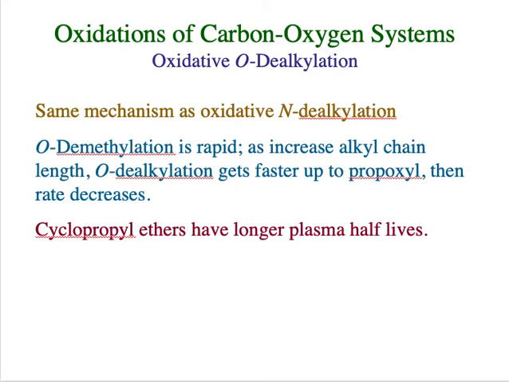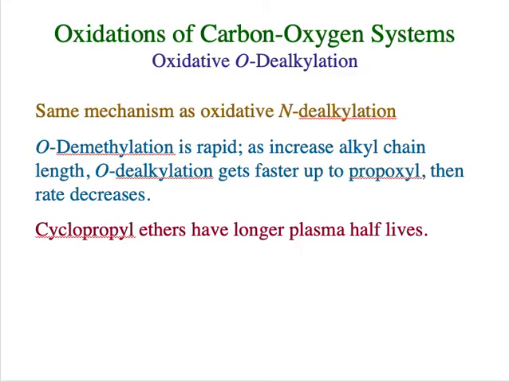Let's see. For the carbon oxide, now we're switching gears. We're going to start talking about CO bonds. Before, we were talking about CN bonds; now we're going to talk about CO bonds. This is another example of why you would want to go through methyl, ethyl, propyl, butyl: O-demethylation, and the rate of O-dealkylation gets faster, and then it decreases again. Propyl is the fastest to dealkylate.